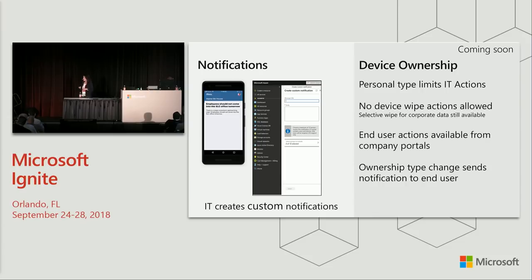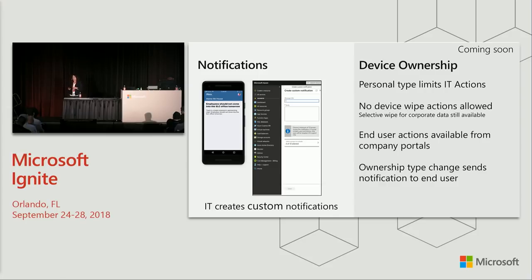And when we talk about privacy and trust, we have device ownership type. Device ownership type equal to personal. It's my device. And so when we look at device ownership and the fact that IT could change the device ownership from personal to corporate, we felt that there's a little bit of a trust issue there, right? So we're actually going to make sure that when that device ownership type changes, we're going to send a notification to the end user.